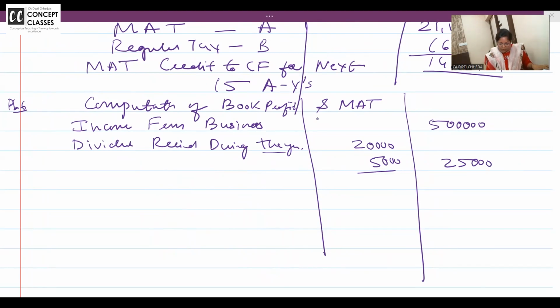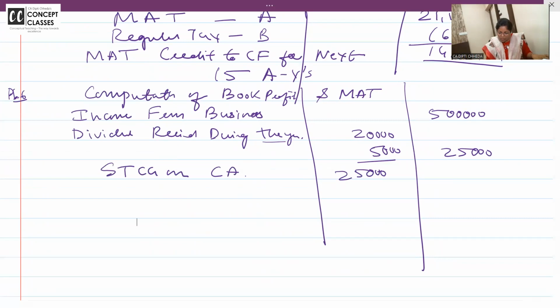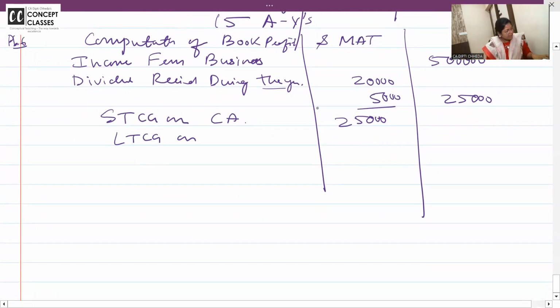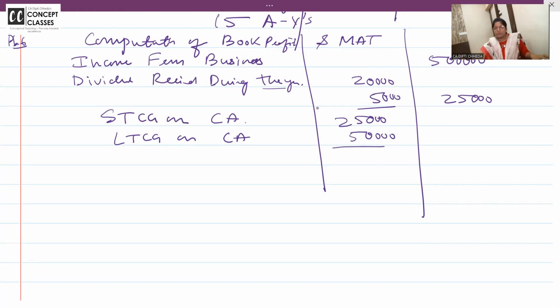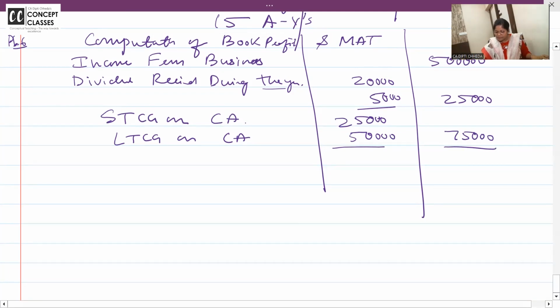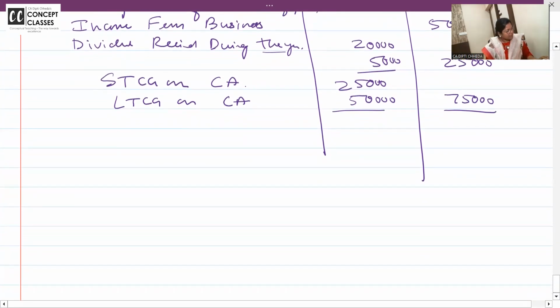Next is short-term capital gain on capital asset, 25,000. Long-term capital gain on the capital asset, 50,000. Agricultural income is anyway exempt in the exam, so we used to remove it in the P&L. Are you getting, dear students? I am not doing any add and less because they have not given the net profit as per the books. Directly they have given 75,000. So what is your total income for the MAT?